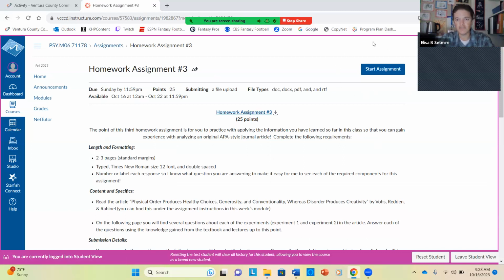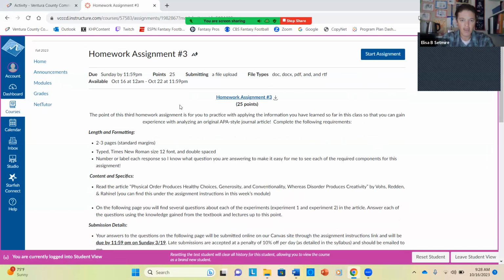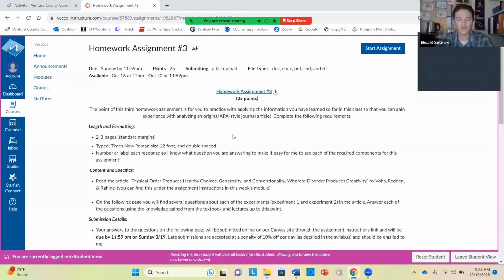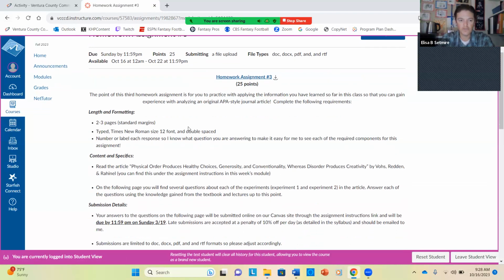When you're ready, you're going to be submitting it right here through the Start Assignment link. It is due by this Sunday night at 11:59 p.m. And the point of this one is to give you more experience with analyzing an APA-style journal article. So this should be like 2 to 3 pages, standard margin, standard font, APA-style kind of stuff.